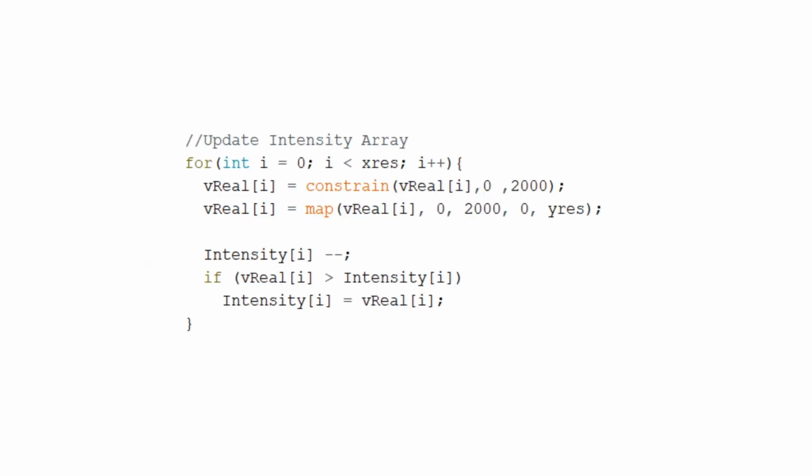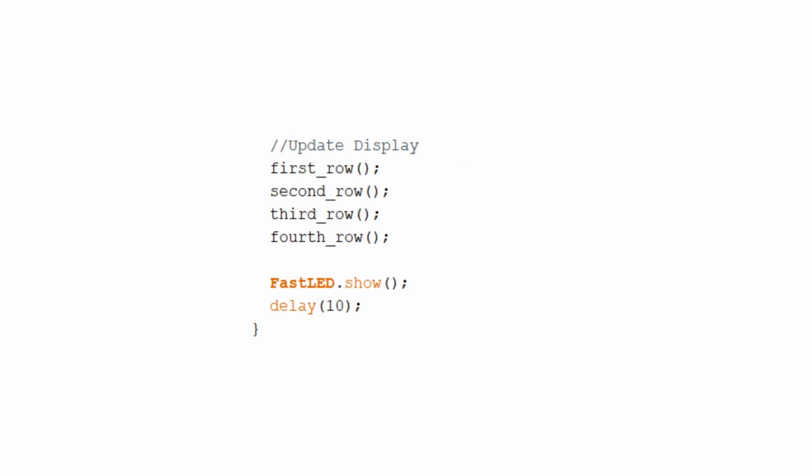Then, we use the constrain and map functions to scale the FFT values in the real array. This converts all the data to a relative number between 0 and the height of our display. These numbers are carried over to a separate array of intensities if the value at that frequency is increased. Otherwise, the intensity value at that frequency is reduced by 1. Finally, each row of the display is updated using the array of intensities, and a show command updates the display to show the new values.